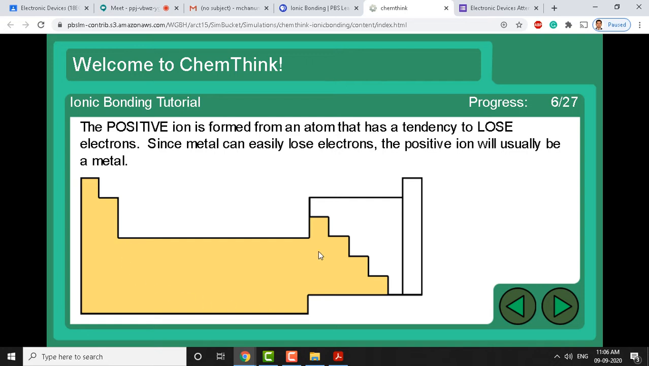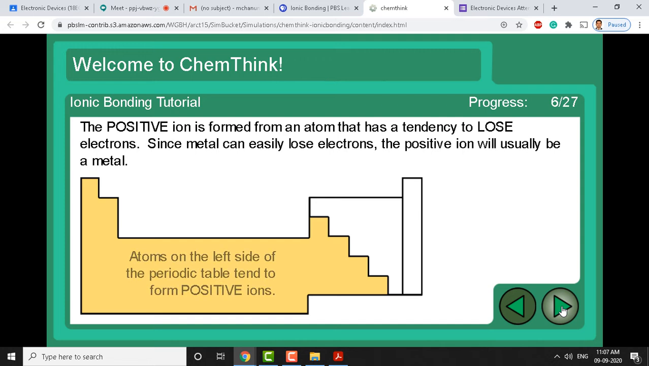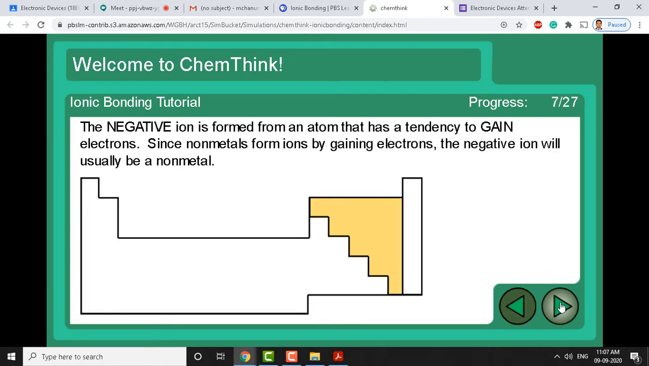Sodium is the example we have chosen, and sodium will tend to lose an electron to the chlorine. The chlorine is a non-metal that we have chosen that will tend to attract an electron from the sodium. You can choose any metal in the formation of ionic bonding. In our example, we have chosen sodium. The atoms on the left side of the periodic table tend to form positive ions. They lose electrons and form positive ions. On the other side, the negative ion is formed from an atom that has a tendency to gain electrons. In our example, we have chosen chlorine, which has a tendency to gain electrons, and these are basically non-metals.